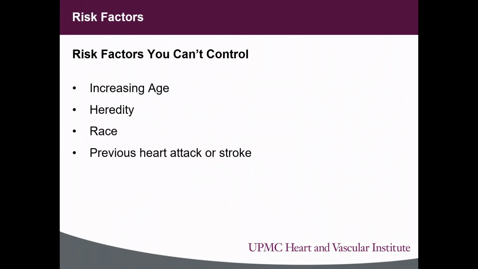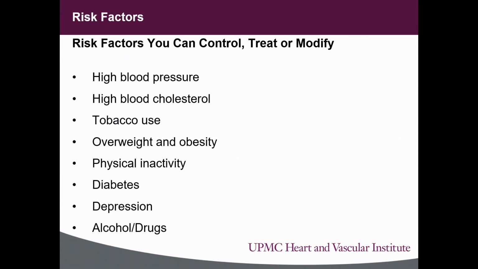So in terms of risk factors, what are the risk factors you can't control? So certainly increasing age, there's nothing we can do about. Heredity, race, and previous heart attack or stroke. When somebody has these issues, certainly they are at an increased risk and nothing we can change. However, there are a number of risk factors, even more, that we can control, treat, or modify. And those include things like high blood pressure, high blood cholesterol, tobacco use, overweight and obesity, physical inactivity, diabetes, depression, alcohol, and drugs.